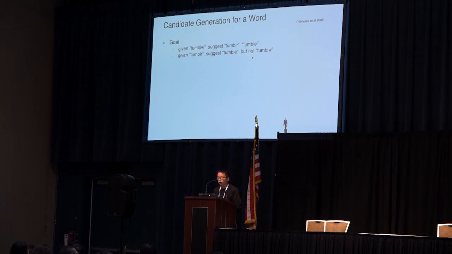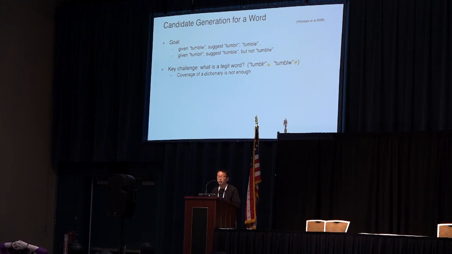So the goal of candidate generation for a word can be summarized by these two examples. Given tumble W, tumbler and tumble are correct candidates. However, given tumble R, tumble is a correct answer, but tumble W is not correct and should not be suggested. So the problem is reduced to the challenge of what is a legit word, what is a correct word. That is, tumble R is a correct word, but tumble W is not a correct word.